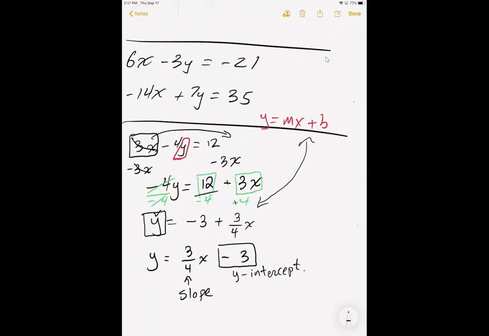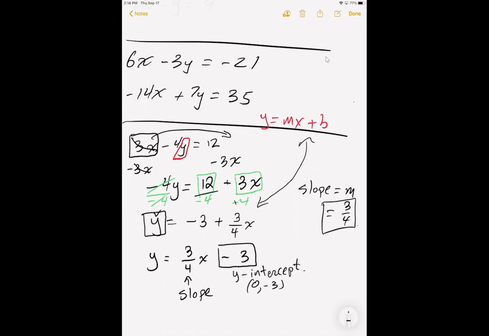Okay, so for the first item, our line 1, my slope m is equal to 3/4. My y-intercept, if you want to, you can say (0, -3), which is on your homework. Sometimes they ask you that. So we have the slope for line 1.